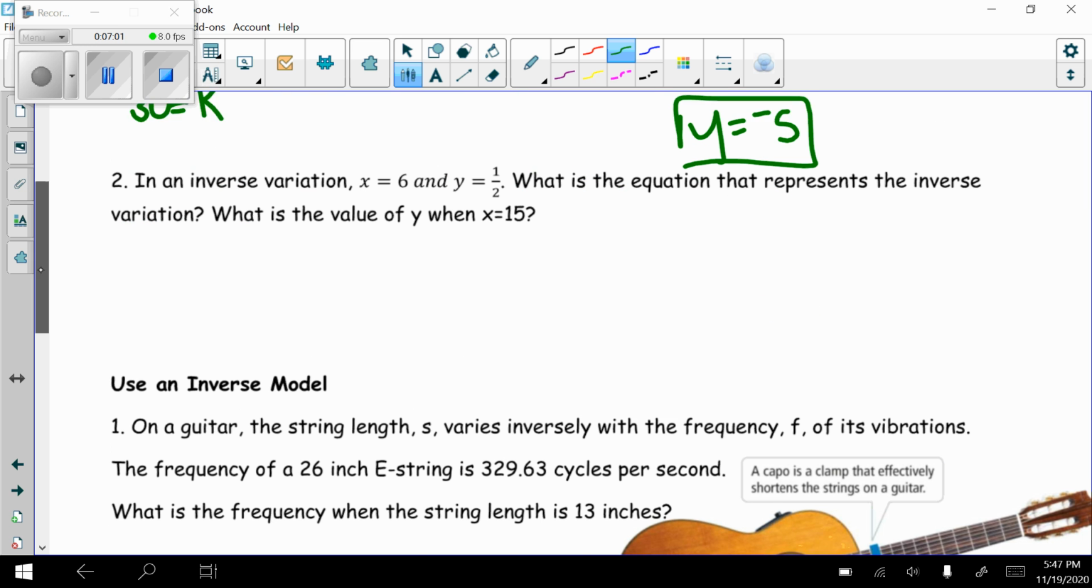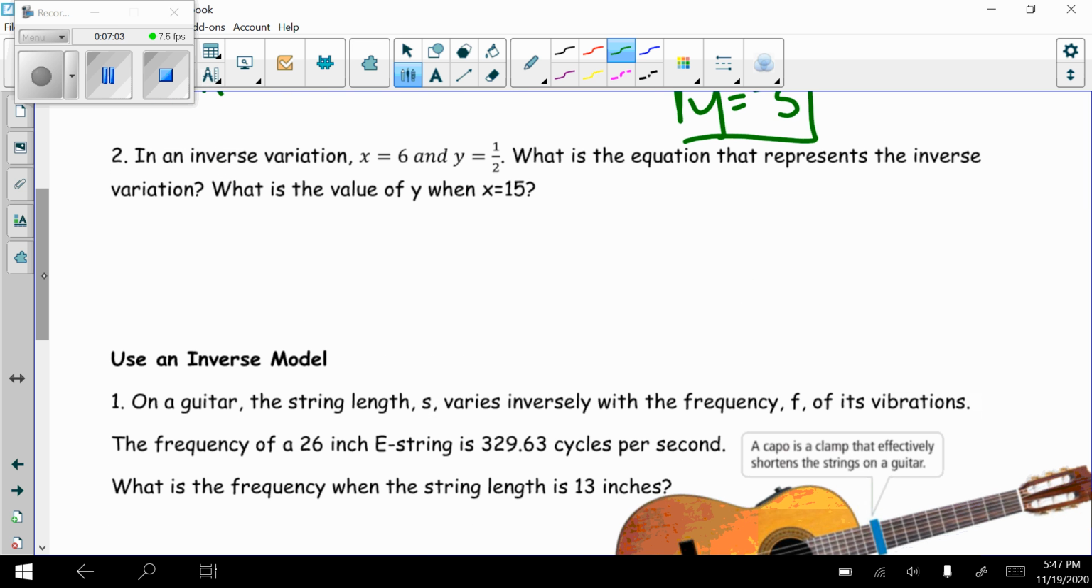Let's do that again. In an inverse variation, x equals 6, y equals 1/2. What is the equation that represents the inverse variation? And then what is the value of y when x is 15? So first we have to write the equation. In order to do that, we need to know what is k.